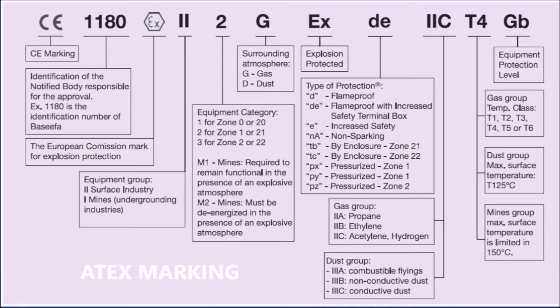ATEX covers equipment that satisfies three criteria. 1. It must be purposely designed for use within an explosive atmosphere at normal temperatures and pressures. 2. The atmosphere may contain gas, vapor, mist, or dust as a fuel, but must be based on air as an oxidizer. 3. The equipment must have an ignition source in and of itself, such as a spark, hot surface, etc.